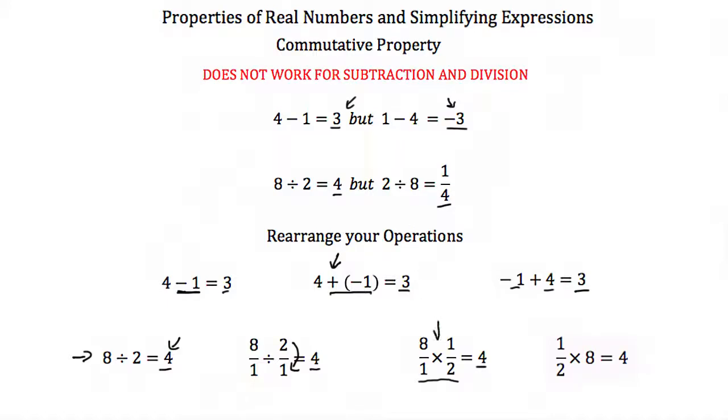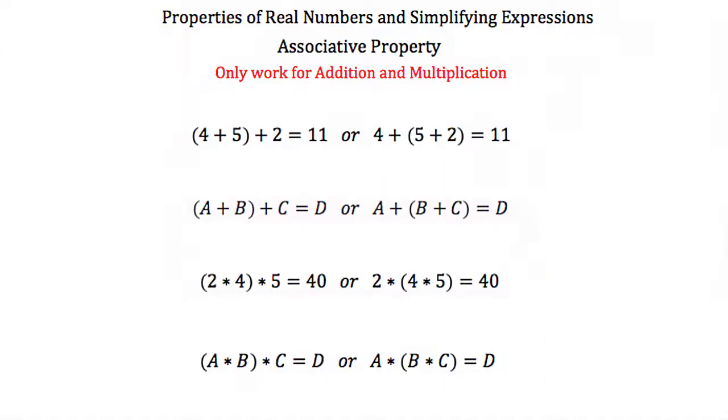Well, now that this is a multiplication problem, the commutative property works again. So I could rewrite this as 1/2 times 8, and that's equal to 4. So if you have a division problem, and you need to rearrange your terms or your numbers, you need to turn this division problem into multiplying by the reciprocal of your divisor. The next property of real numbers we're going to talk about is the associative property.